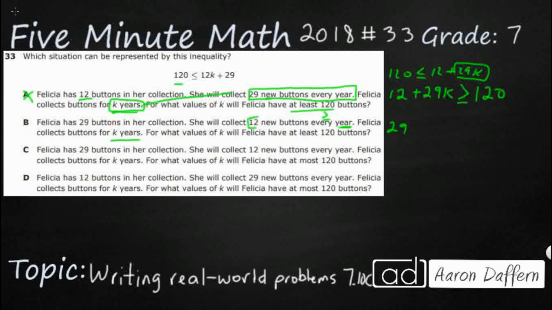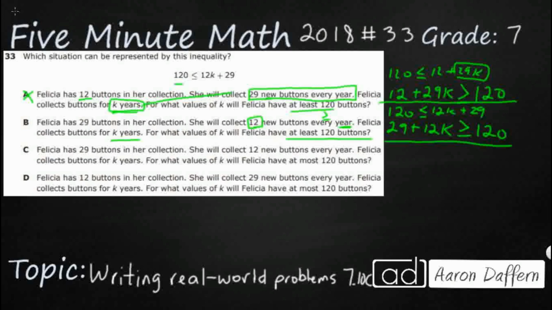All right, so now my 12 is going to go with my k here, so that's good. For what values of k will she have at least 120? Same thing, at least, greater than or equal to 120. So if I wanted to flip that, right, put the 120 first, you have to also flip the inequality here because you want the opening to go to the 12k like it was, 12k plus 29. So look at that. B is looking good.